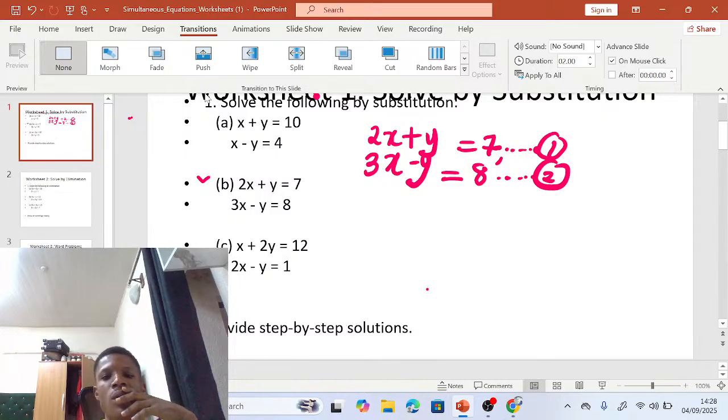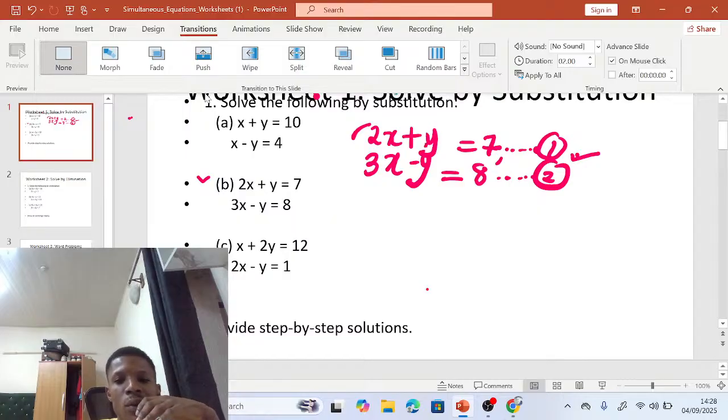Okay, so for us to solve this using the substitution method, we are going to make one of the variables, either from equation 1 or equation 2, the subject of the formula. But here I'm going to make y the subject of the formula in equation 1. The reason is that the coefficient of y in equation 1 is 1, so it's simple to do.